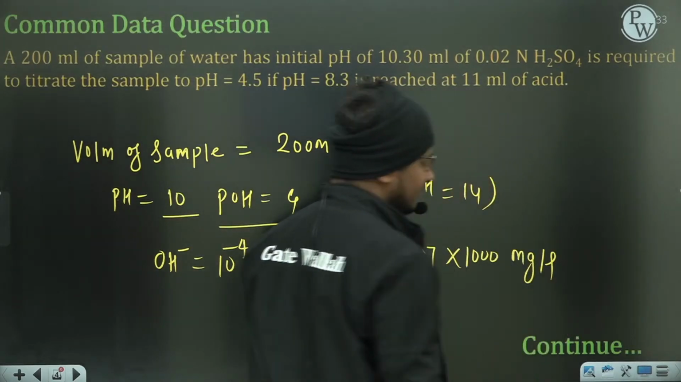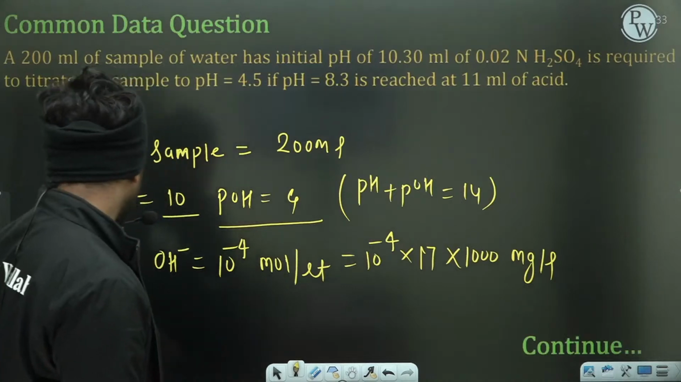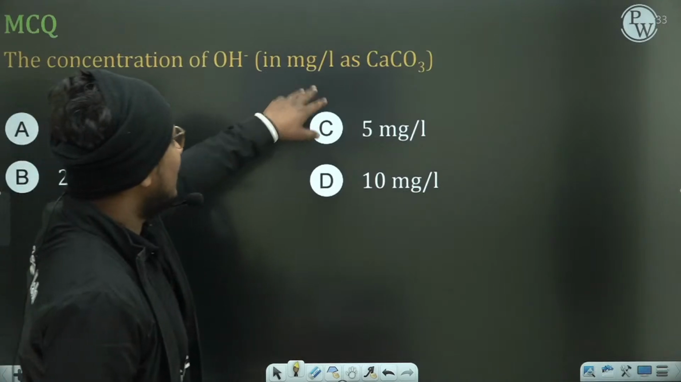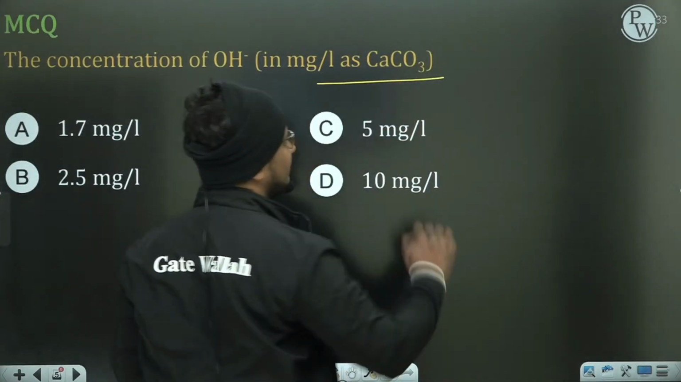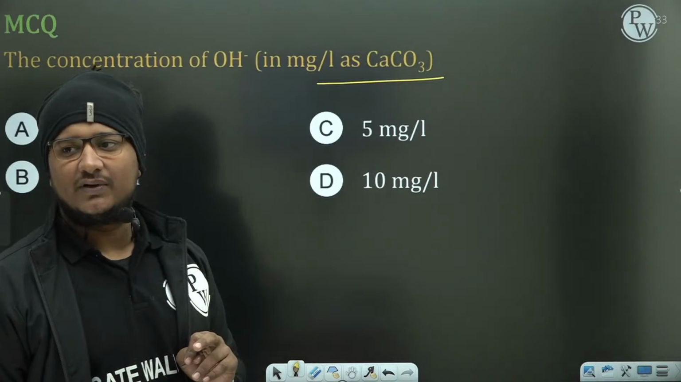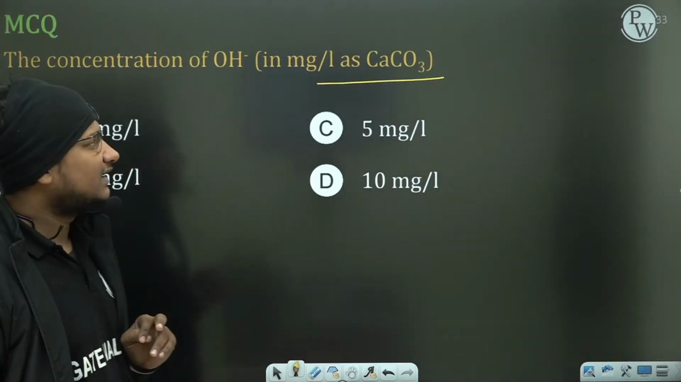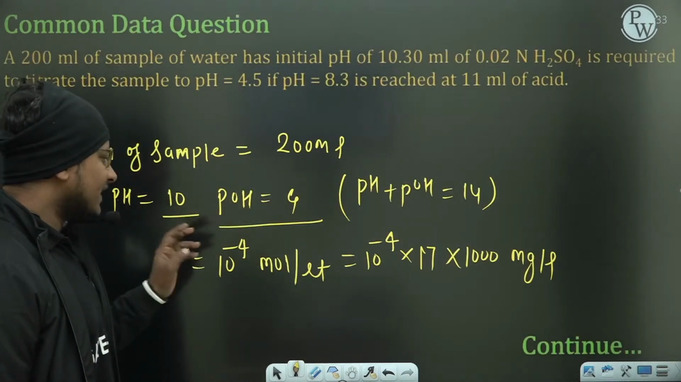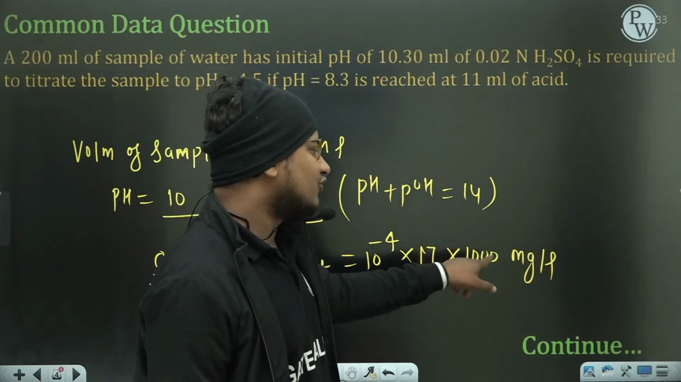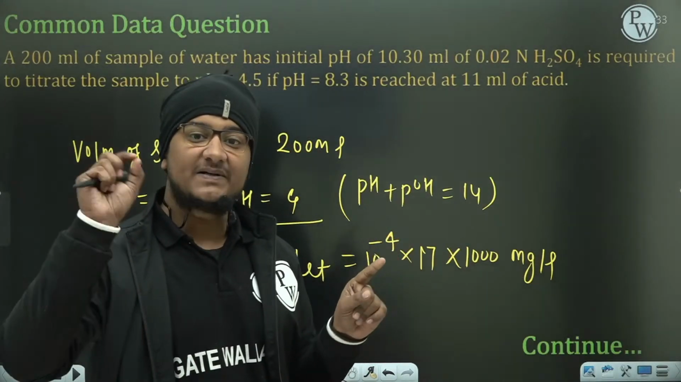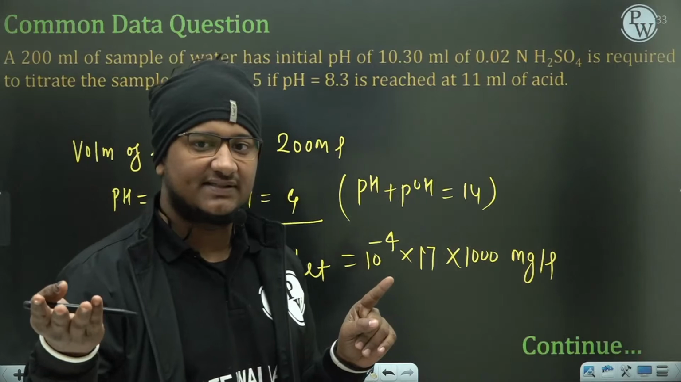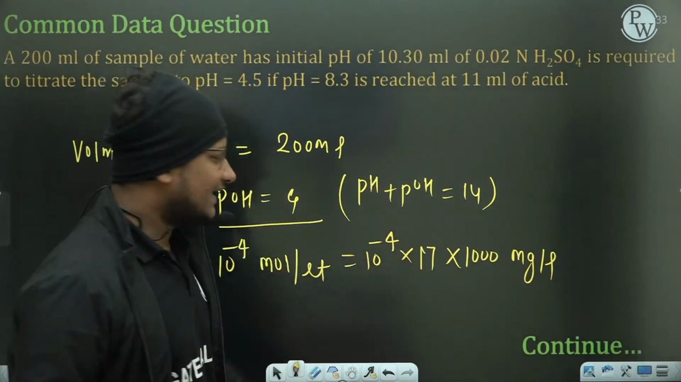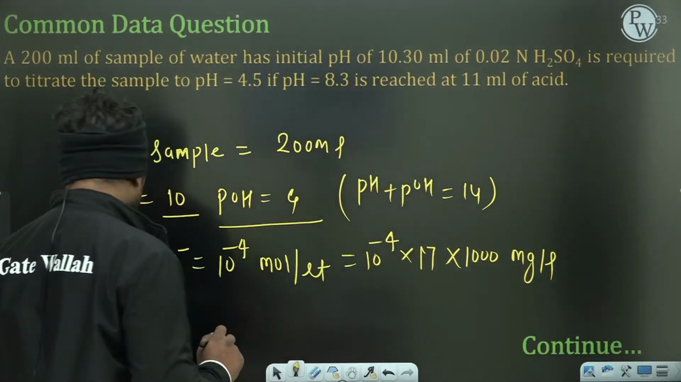Now this value is in milligram per liter. But the problem is that the question asks for the OH value in milligram as CaCO3, in terms of CaCO3. Is that clear? Now understand this point. If OH minus is 10 to the power minus 4, 17 into 1000 milligram per liter, and you want to represent this value in terms of any other substance, you will first change this part into gram equivalence. That means you will divide by the equivalent weight; I'm writing it in the next slide.